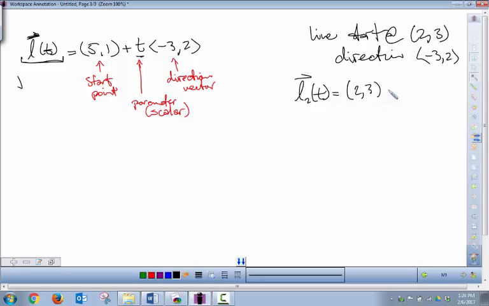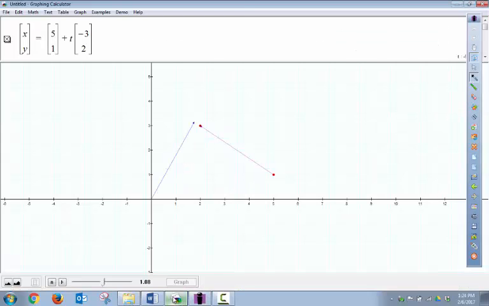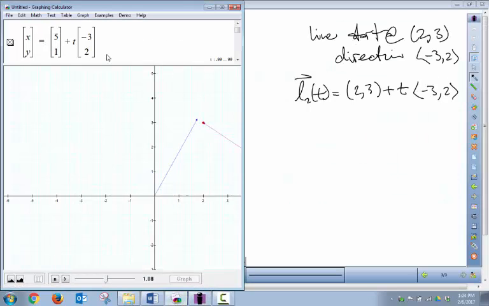And then if we have a point and a direction, then the formula just becomes easy. It's just the point plus t times the direction. So clearly these two answers look very different, right? But would they draw out the same line? So I'm going to take my graphing calculator program and see if I can draw this.